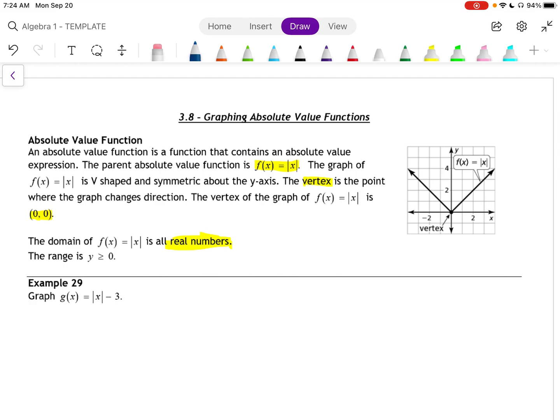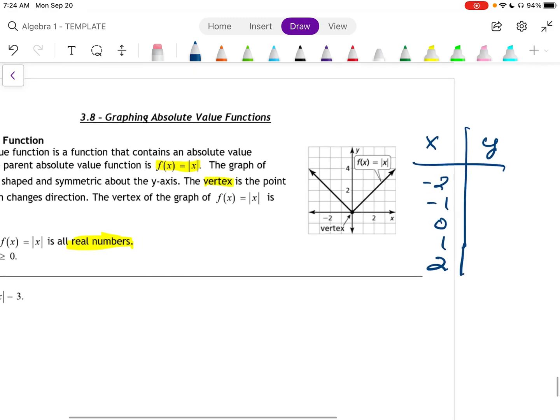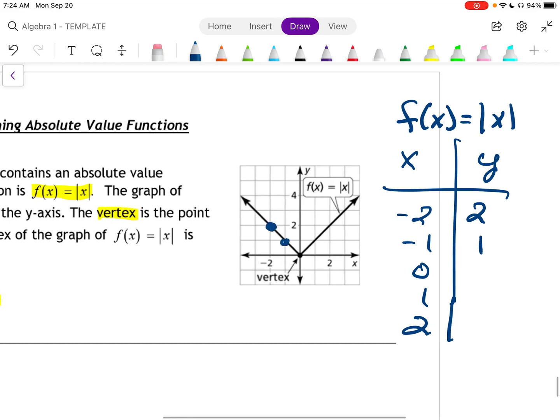Now, I'm not going to do it here, but if you were to plug into an XY chart, we could put in the points -2, -1, 0, 1, and 2. Well, you know what, I will. We're plugging into the parent function, f of x equals absolute value of x. For -2, whenever you plug that in, you get a +2. That's that point there. -1 would give you a +1. 0 would give you 0. 1 would give you 1. And 2 would give you 2.